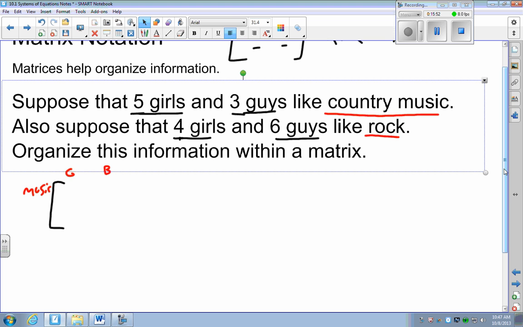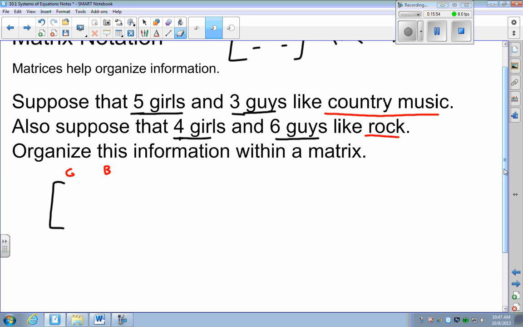All right. And so for the music, we'll call this country, and we'll call this one rock. So here, country, there are 4 girls that like country. Let's just say 4. And here, there are, oops, I'm sorry, I took the wrong one. There are 5 girls that like country, and then there are 3 guys who like country. Okay, but now we move on to rock. 4 girls who like rock, and 6 guys who like rock. All right, and that's how we'd organize our matrix. It's as easy as that.